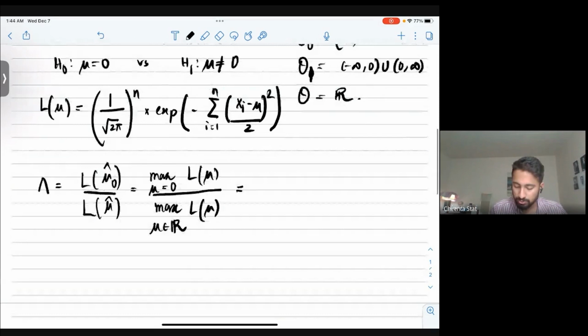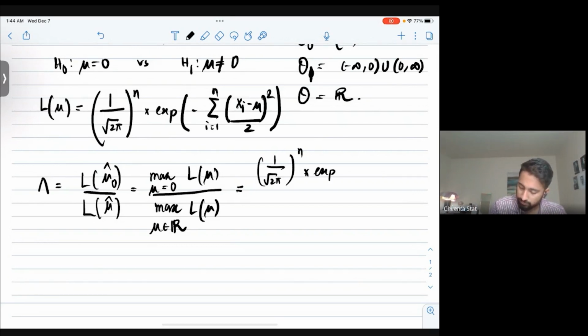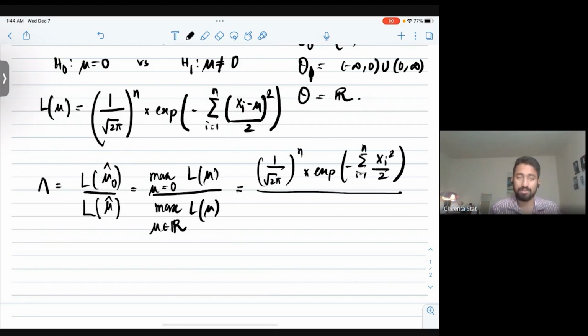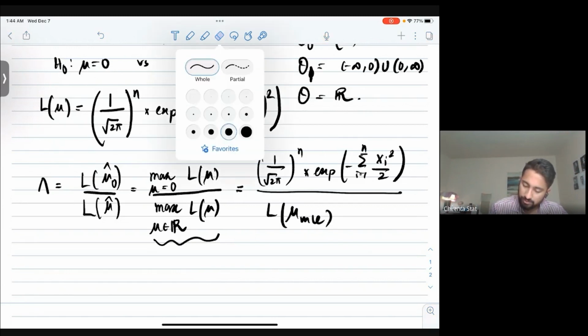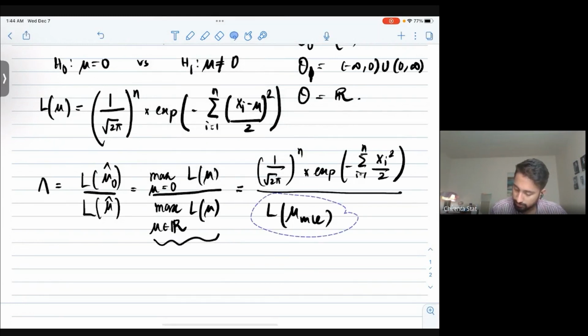So the numerator is nothing but mu is equal to 0. You just put the value: it's 1 by root 2 pi whole to the power n into exponential minus summation i from 1 to n of xi square by 2, since mu is equal to 0. And for mu in the real number line, that's where the value of the MLE is, the MLE of mu, and we put that MLE into the likelihood. It's nothing but L of mu MLE.